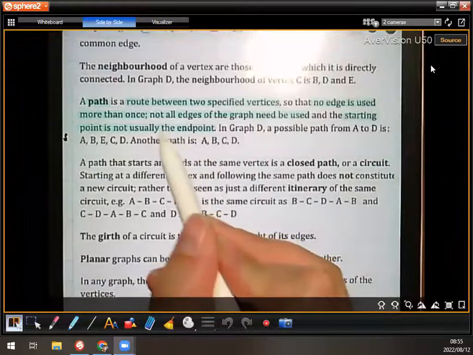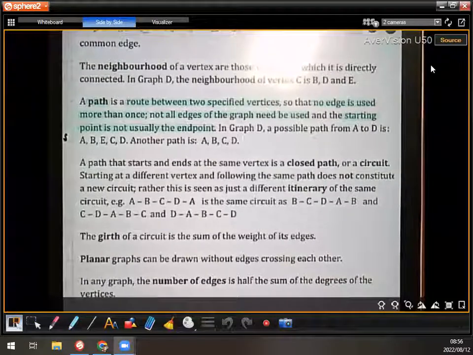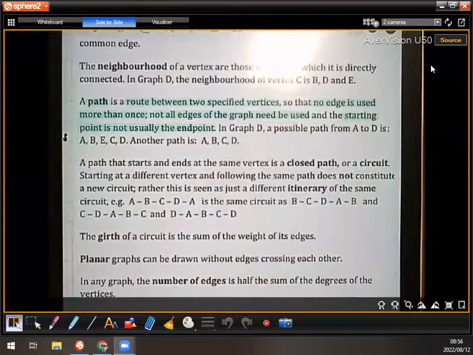Now, the reason why they're stating that is because for a circuit, the starting point has to be the end point. That is just why they make that distinction. So guys, a path, let's go over that again: it is a route between two specified vertices, from one vertex to another one, so that no edge is used more than once. Not all edges of the graph need to be used, and the starting point is not usually the end point. So you can go from vertex A to vertex E, and you don't have to go back to vertex A. From A to E could be a path.